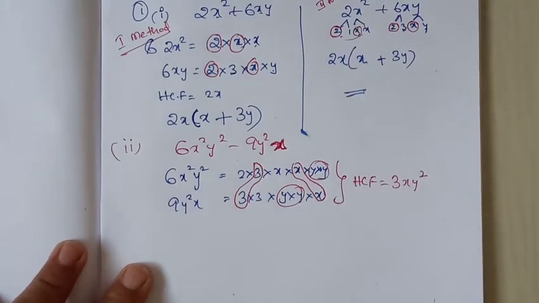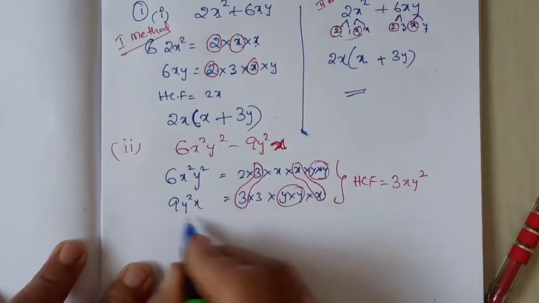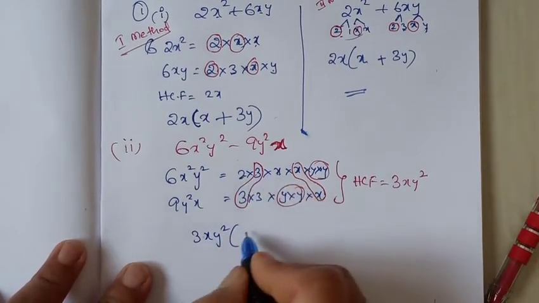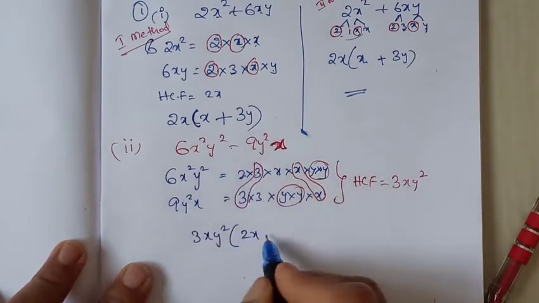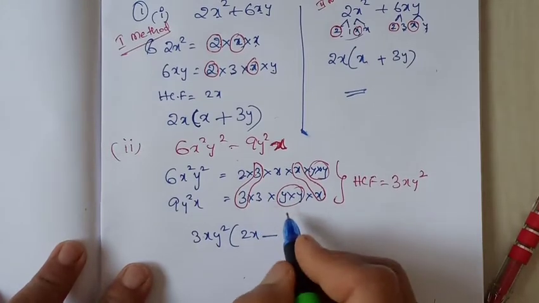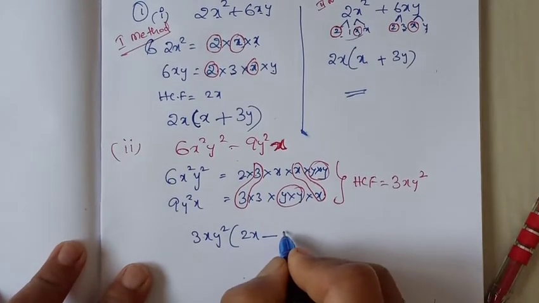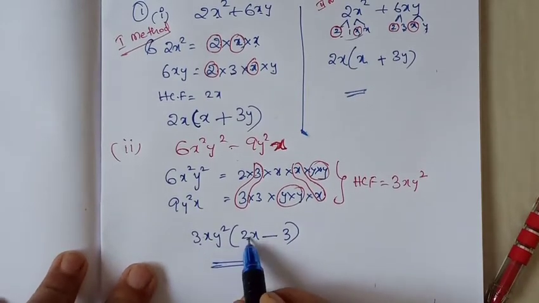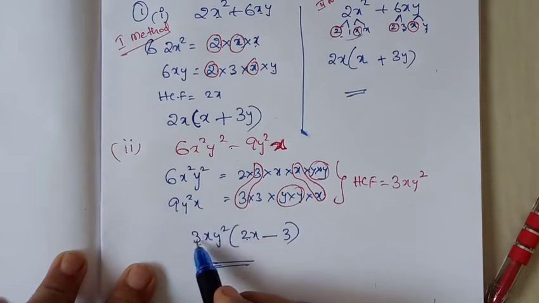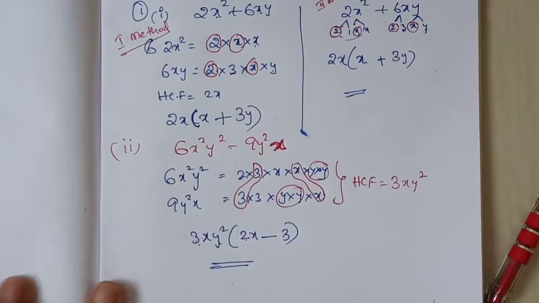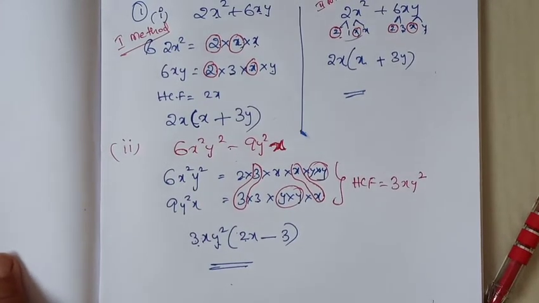Now I will write 3xy square as common. What is left in the first term? 2x. Here minus symbol. What is left in the second term? Only 3. We will check once. 3 2s are 6, 6x square y square. 3 3s are 9, 9xy square. This is the method of finding factorization. So third one is simple. Fourth one I will explain.